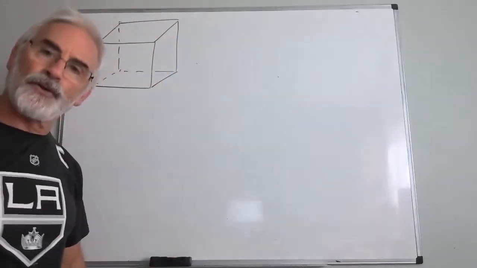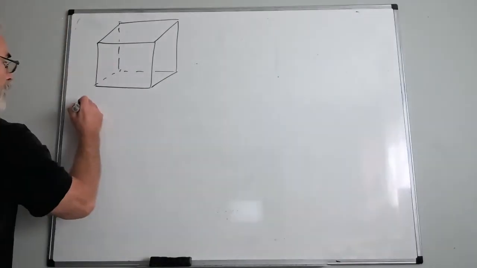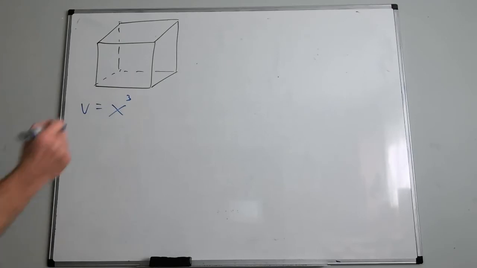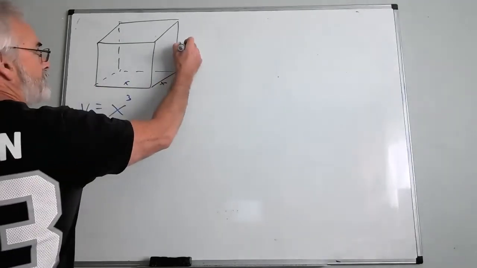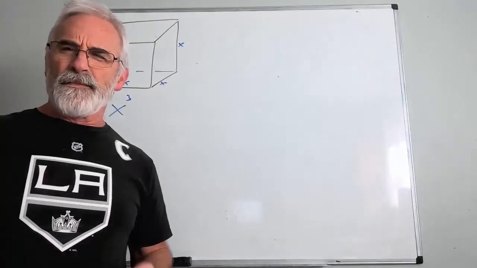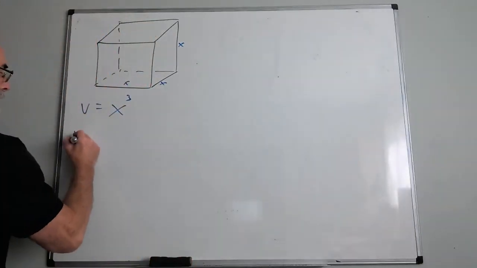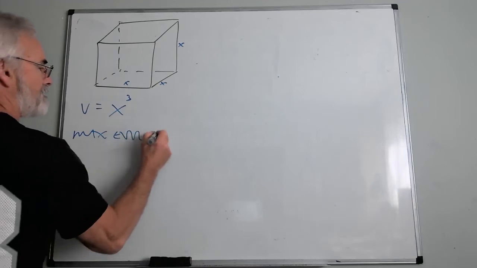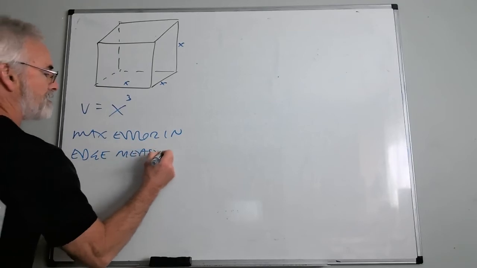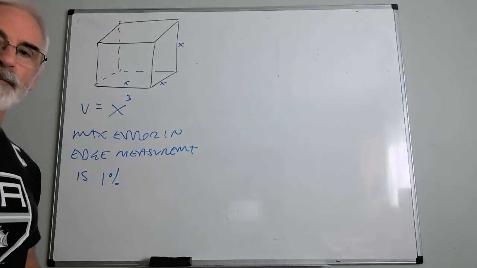So we make cubes. Okay, we're doing Calc 1. We make cubes, and we know that the volume of this is x cubed. Let's just start with that. We'll call x the edge measurement. But what we know, based on experience, is the maximum error in our estimate, the most we can possibly be off by, we've found.